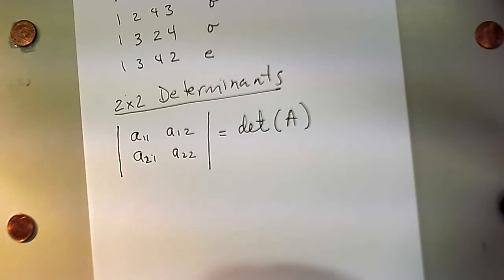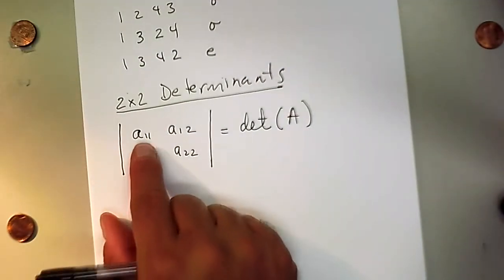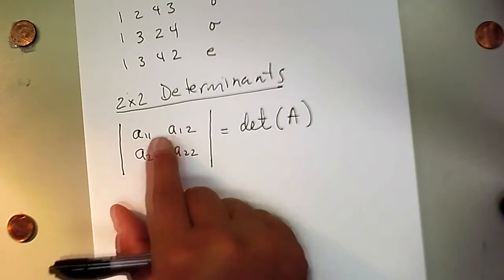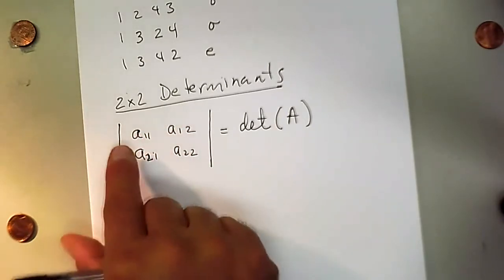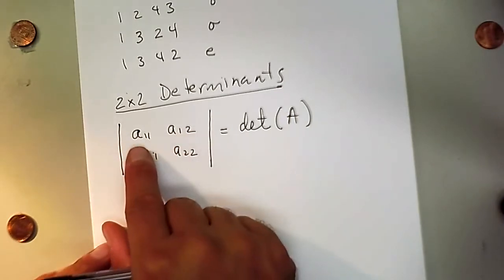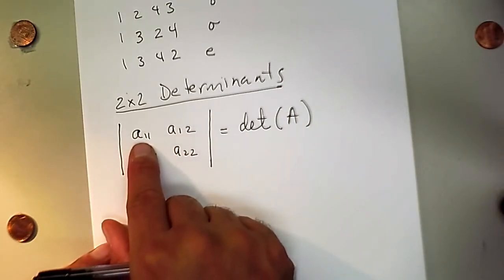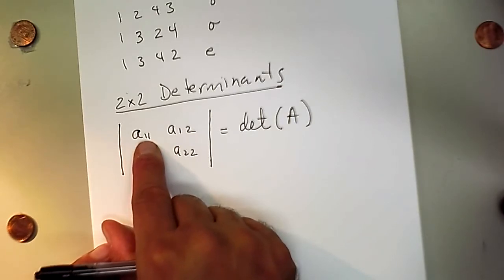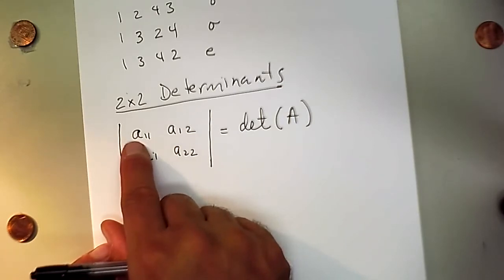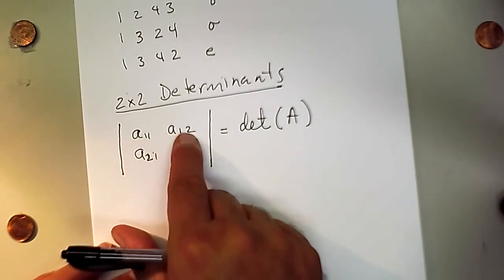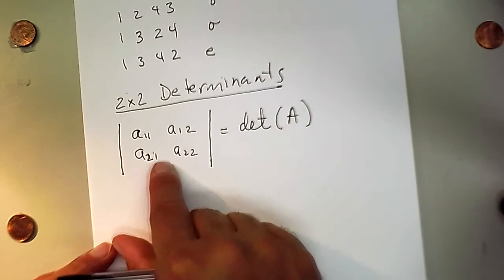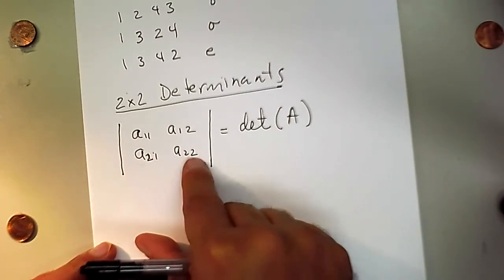Okay. Now, we have 1 and 2. Those are the numbers involved in this setup. And we are always going to label the entries this way. The first number is going to be the row, and the second number is going to be the column. So this means first row, first column, first row, second column, second row, first column, second row, second column.